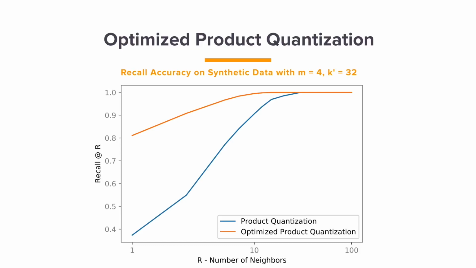This is, again, a recall at R curve. So this is the recall at 1 for our toy data set. And this is different number of neighbors. Very nice. So at recall at, I don't know, like 10, the toy data set's getting 100% for optimized. Regular product quantization takes it a little bit longer. So that's pretty sweet, right?